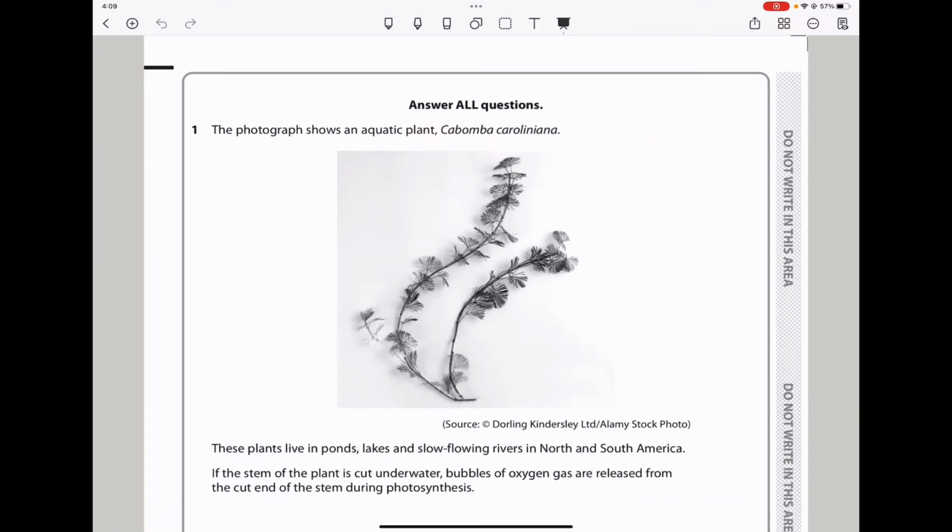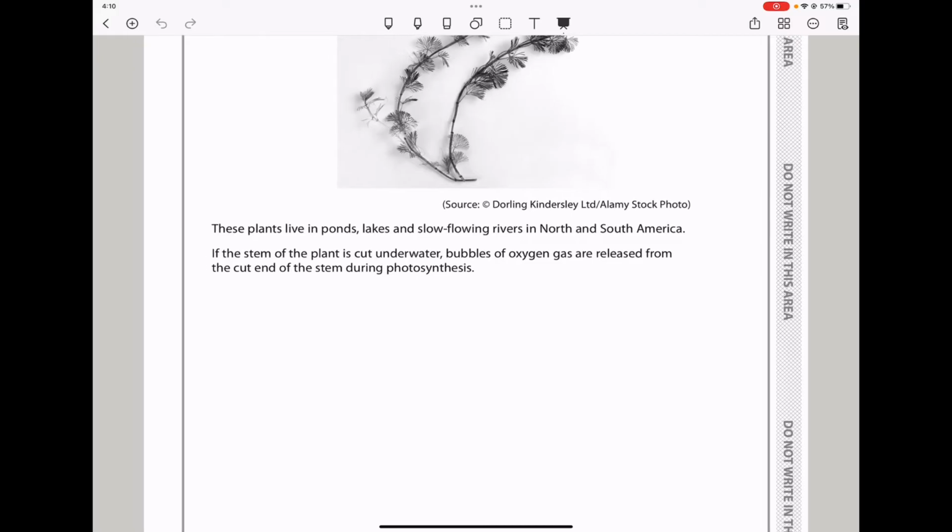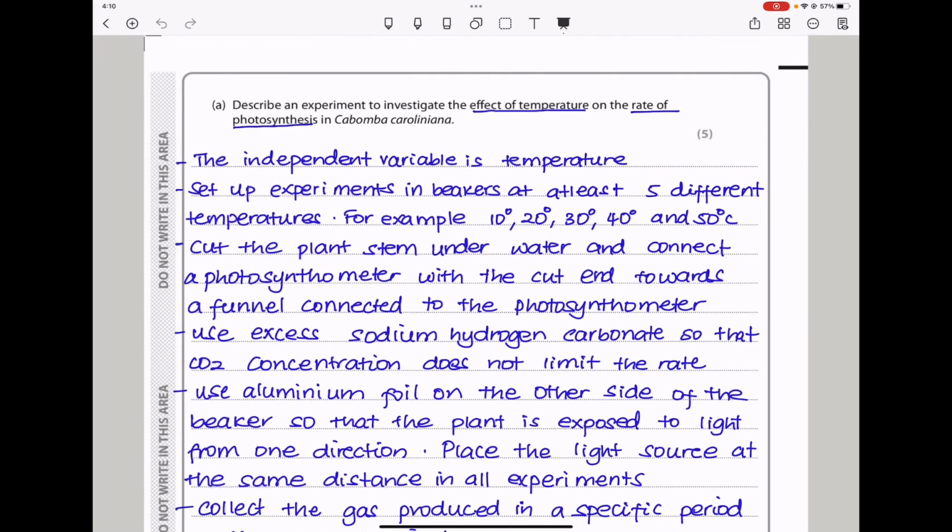Question 1. The photograph shows an aquatic plant, Cabomba caroliniana. So this is the aquatic plant. They say these plants live in ponds, lakes and slow-flowing rivers in North and South America. If the stem of the plant is cut underwater, bubbles of oxygen gas are released from the cut end of the stem during photosynthesis. Moving on.